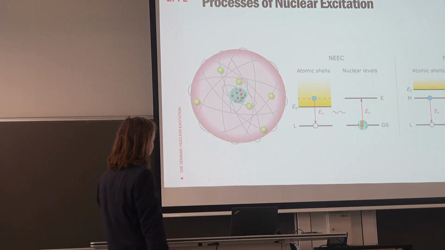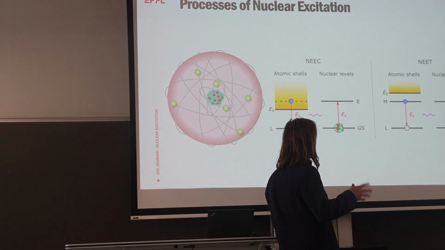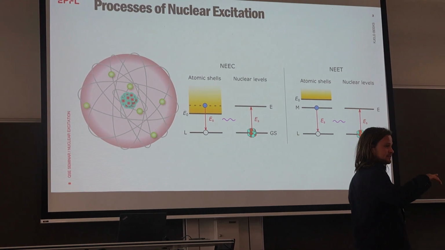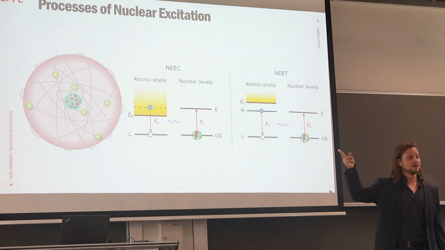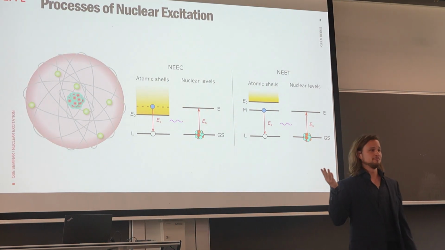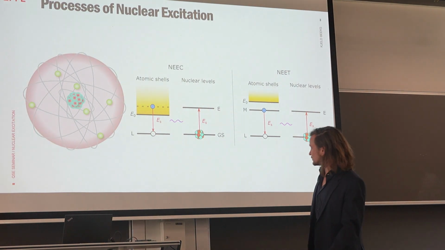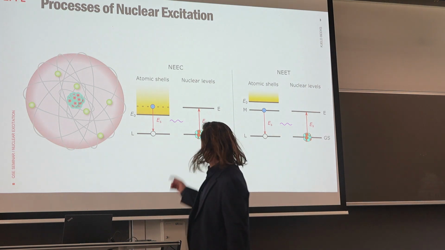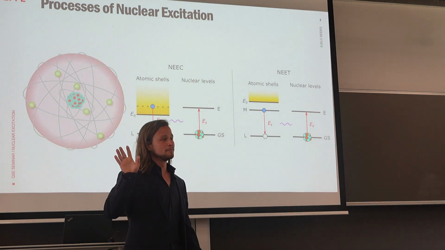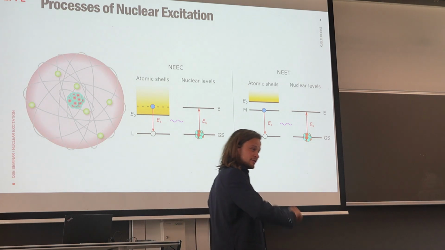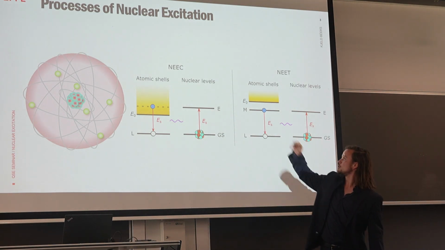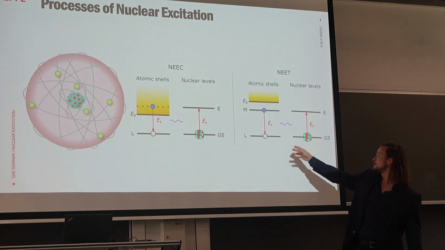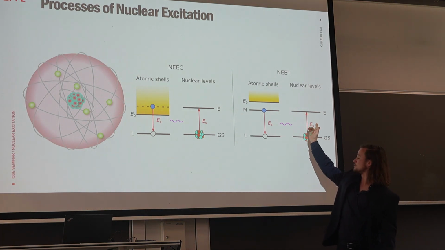So if we have my atom, basically there are two processes I want to highlight, called NEEC and NEET. NEEC is an abbreviation for nuclear excitation by electron capture. So the nucleus captures an electron and gets excited. NEET, very similar, is nuclear excitation by electron transition, meaning that an electron which is bound goes from one excited state to the other and the energy matches the nucleus.